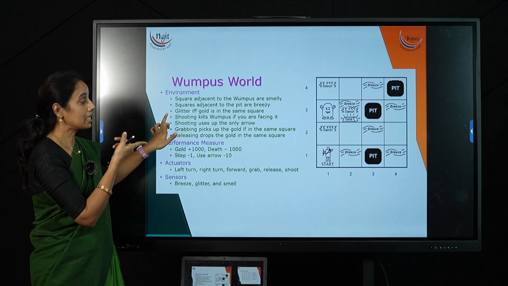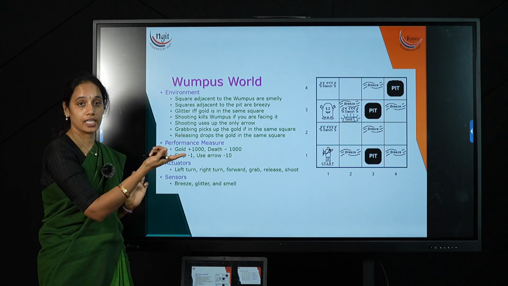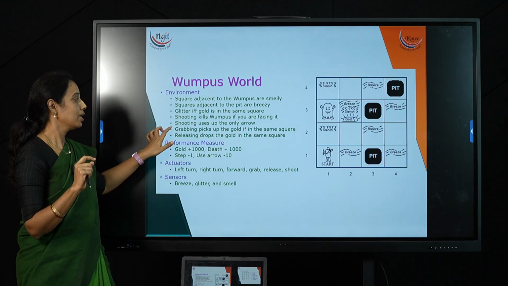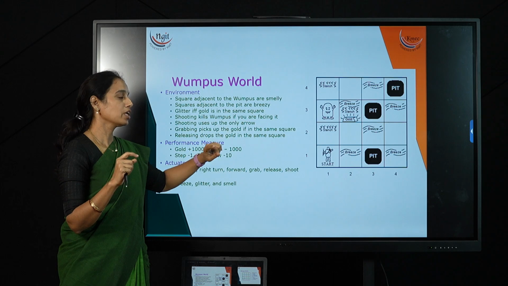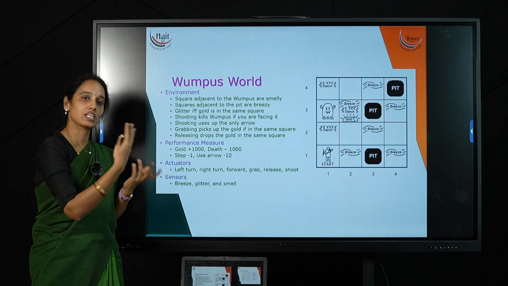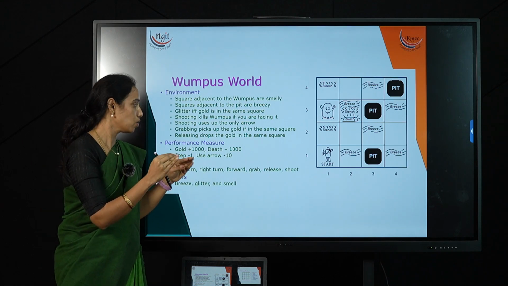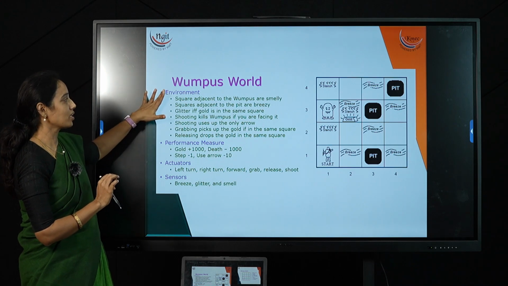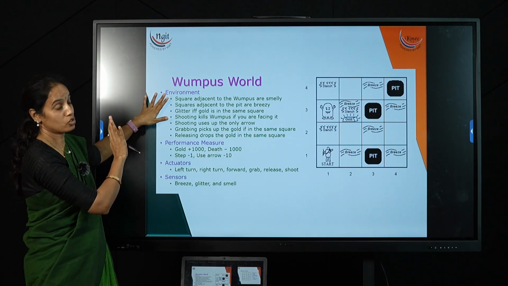Shooting kills the Umpus if you are facing it. Shooting uses only one arrow. Grabbing picks up the gold if you are in the same square, and releasing drops the gold in the same square. If you want to release the gold, it is possible only in the same square. This is the environment the agent has to pursue.